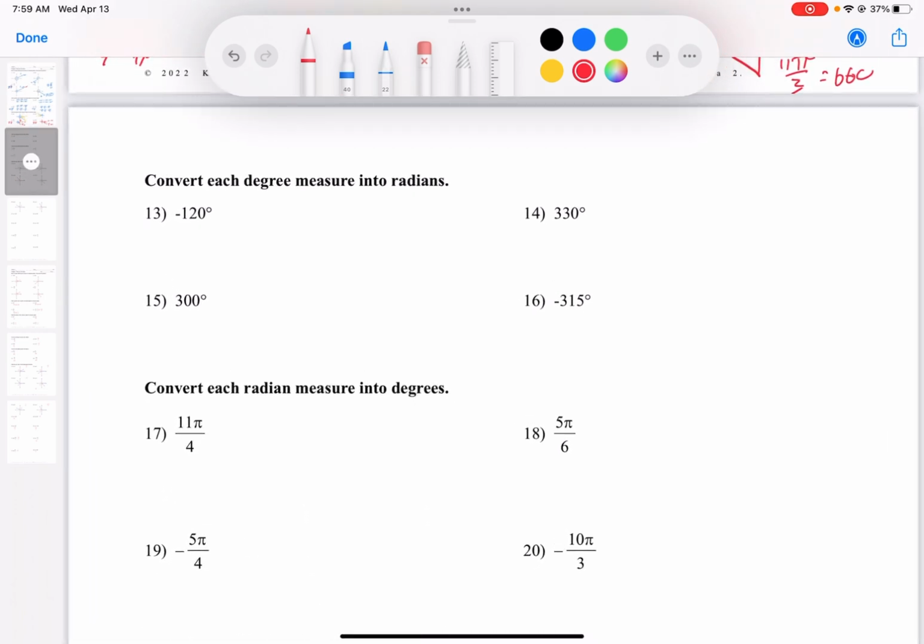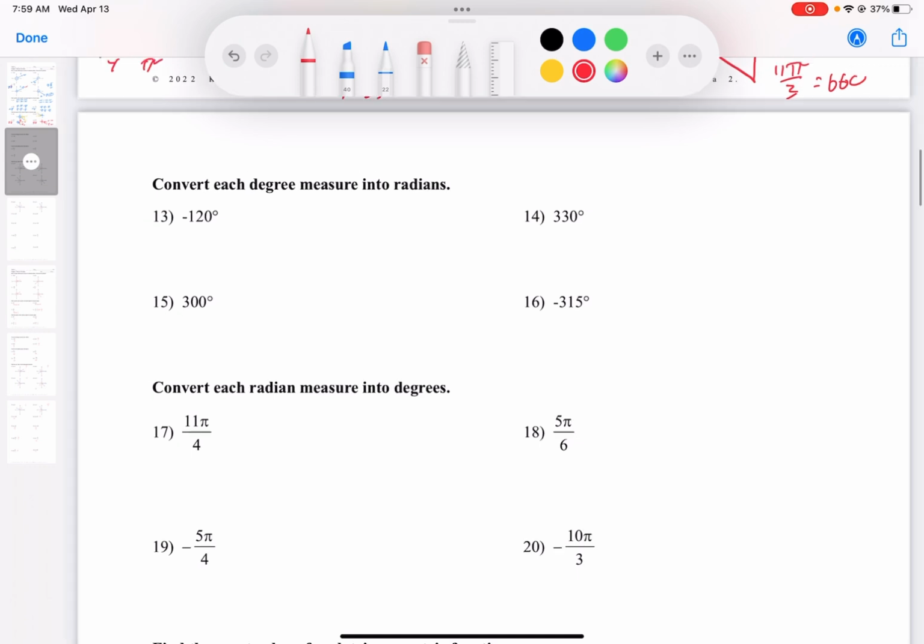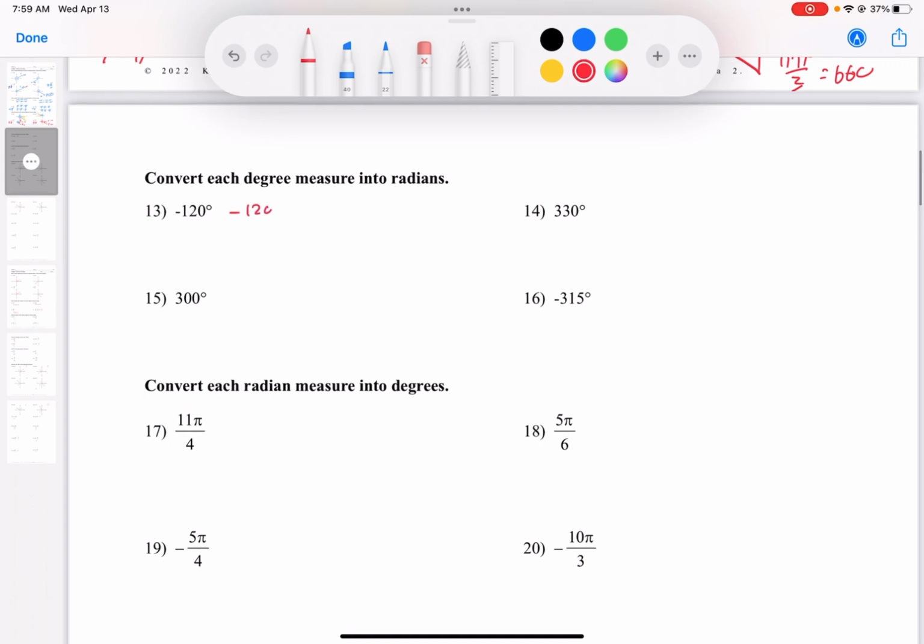Convert from degrees to radians. So to convert from degrees to radians, you're going to multiply by pi over 180. So we've got negative 120 pi over 180. Now you reduce 120 over 180. 60 goes into both of them, so negative 2 pi over 3.